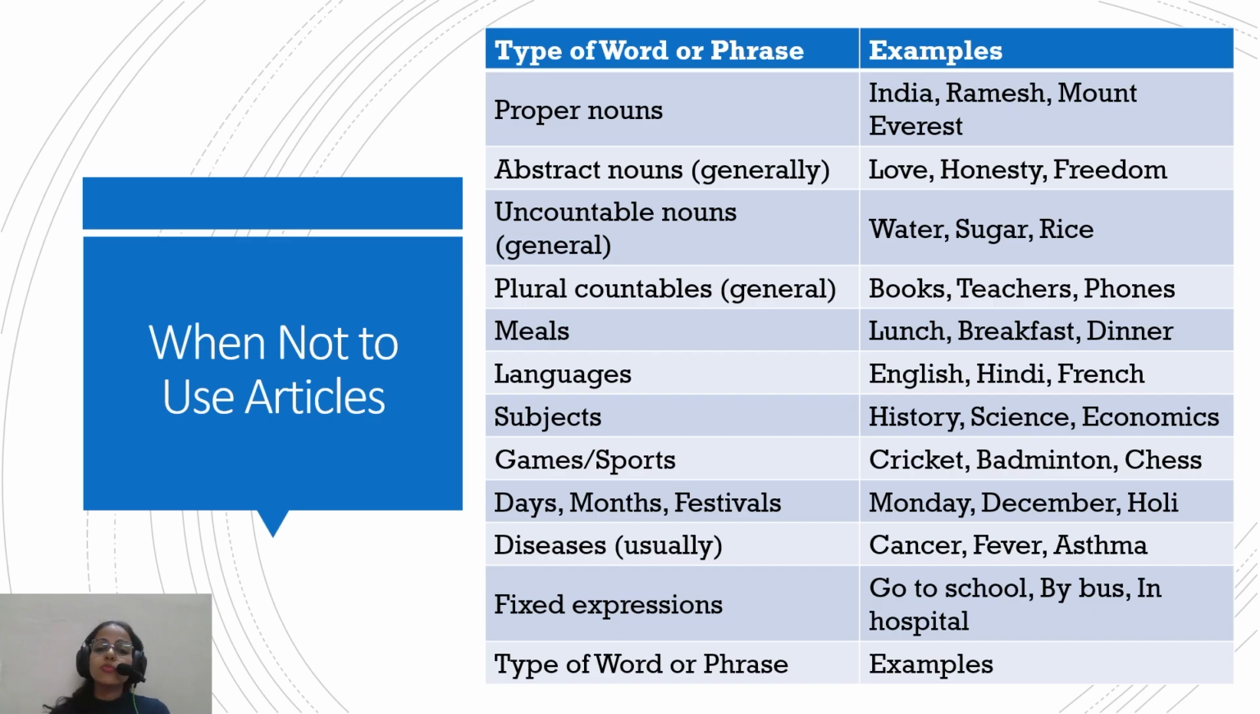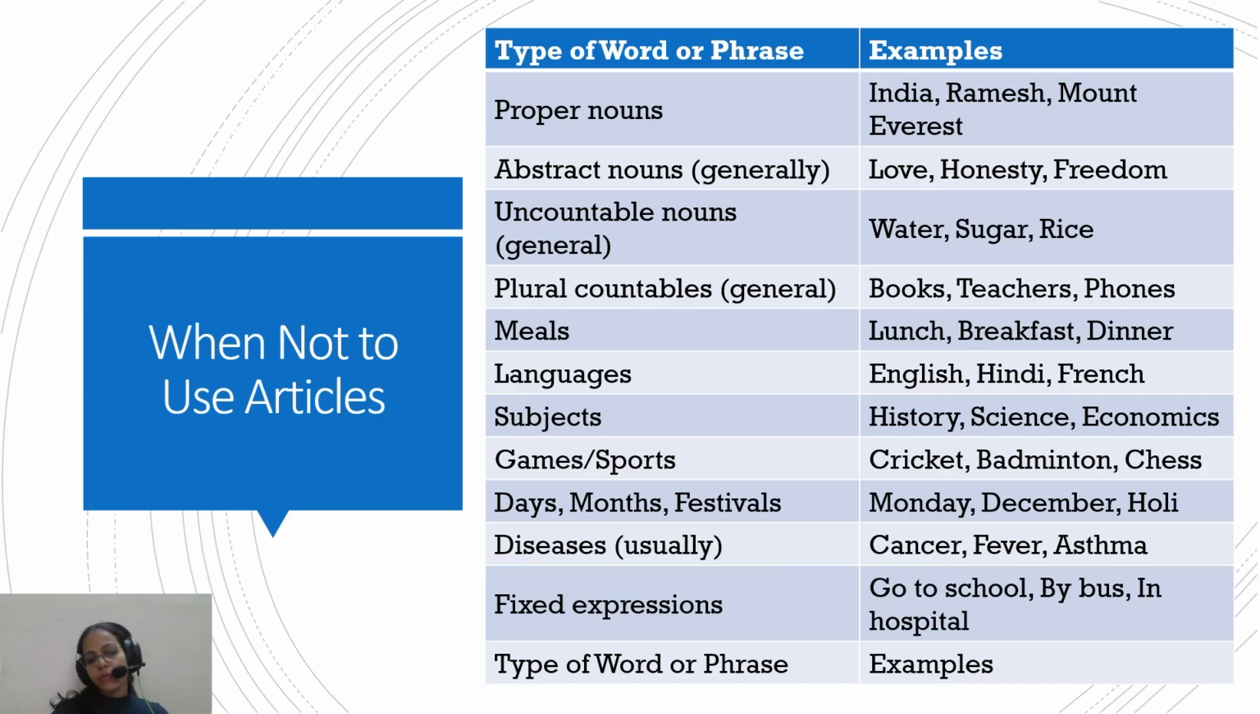When you're talking about proper nouns, you do not use articles. You do not use an article before proper nouns like India, Ramesh, Mount Everest. You don't say a Ramesh is coming, or the Ramesh is coming. We have put Mount Everest in this category because it is not a mountain range. It's a specific peak. Had it been a range like the Andes or the Rockies, we could use the definite article. But Mount Everest is just a peak, so we don't use any article before it.